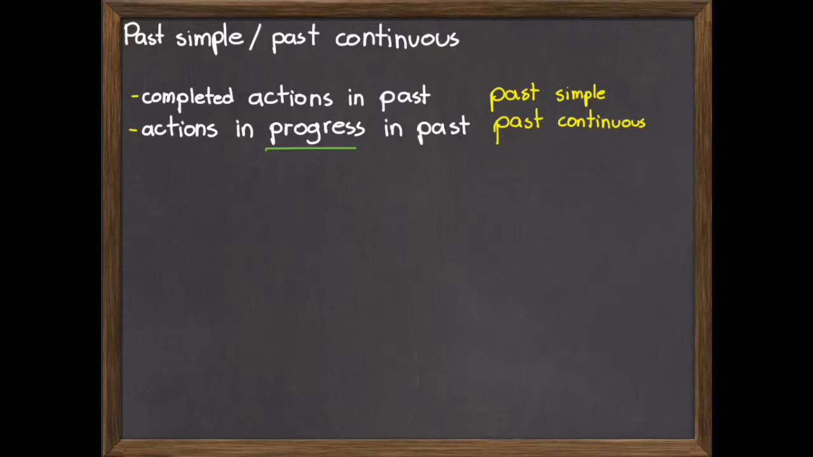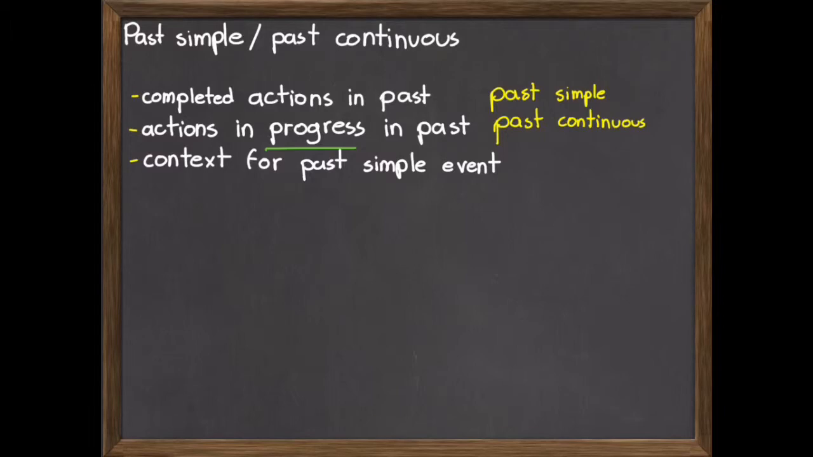Now, we also use the past continuous to talk about backgrounds or contexts for a past simple event. In other words, for example, he was working at a restaurant when he met his wife. So the background would be that this person was working at a restaurant, and then the event happened that he met his wife. So that's another usage of the past continuous.